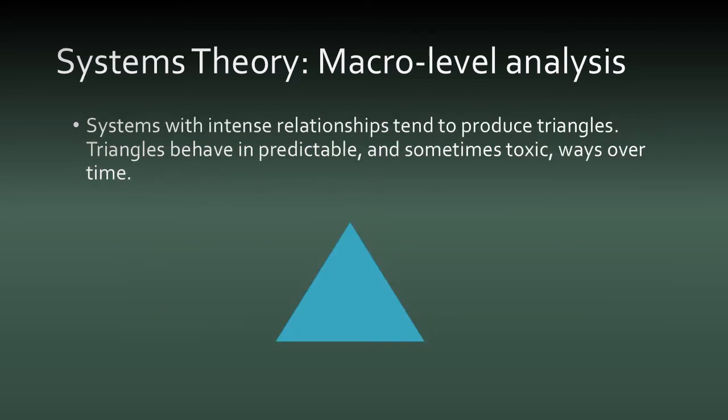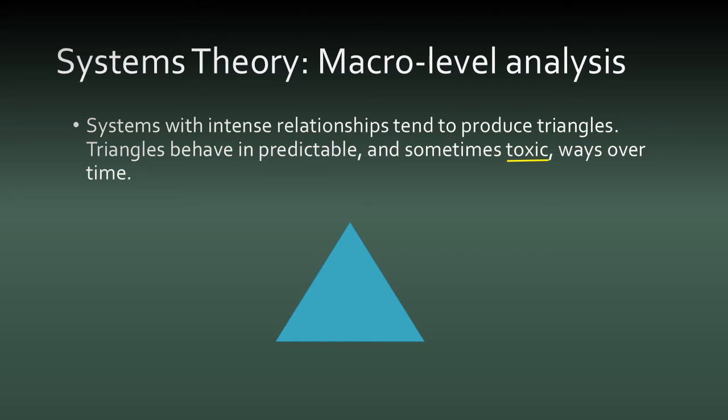Systems with intense relationships tend to produce triangles. Triangles behave in predictable and sometimes toxic ways over time. Whenever two people are in a conflict and a third person is brought into it, it becomes a conflict triangle. Sometimes this third person becomes a buffer, diffusing some of the conflict or alleviating some of the tension. But more often, these triangles become toxic and keep the conflict going. If the triangle has the potential to damage the relationship between the two people, it is considered a toxic triangle.